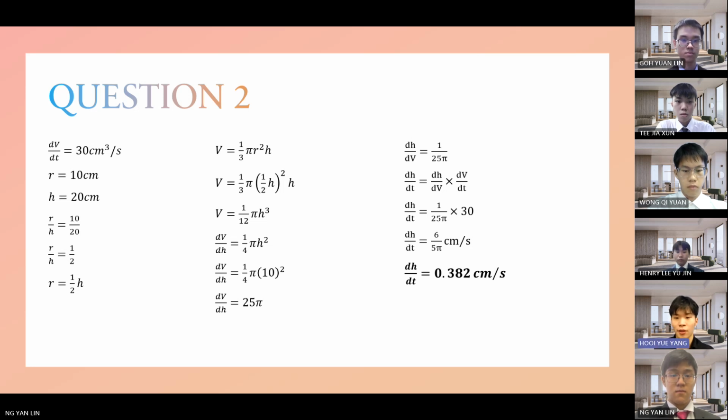Since R equals 1/2 H, we substitute this into the volume formula of a cone, which is V equals 1/3 pi R squared H, to express V solely in terms of H. In the end, we will get V equals 1/12 pi H cubed.